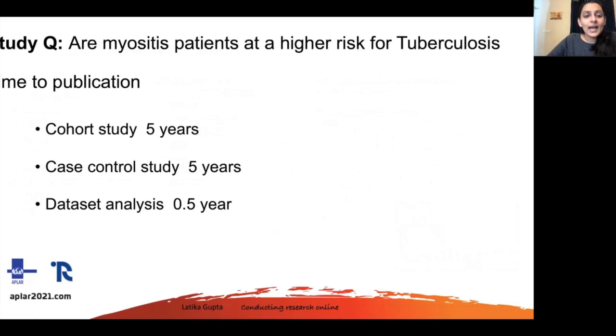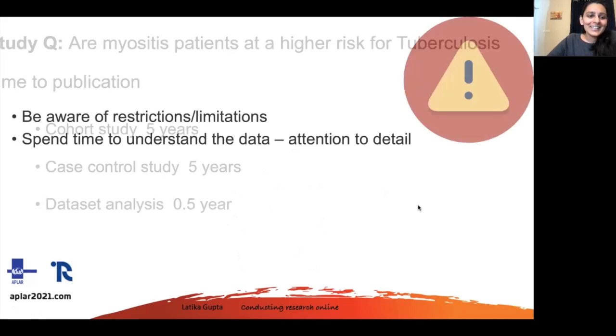Now, suppose we had a different study question. Are myositis patients at a higher risk of tuberculosis? What will be the average time to publication? For a cohort study, it would be 5 years. For a case control study, maybe 3 years. And for a data set analysis, it would be an average of 0.5 years.